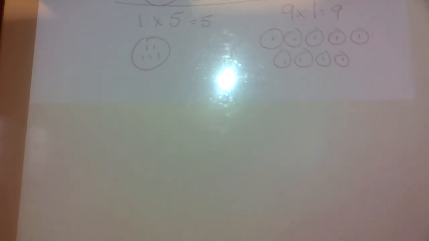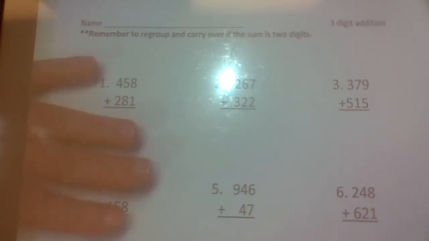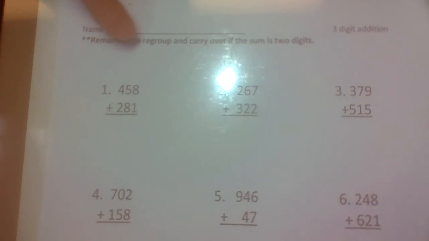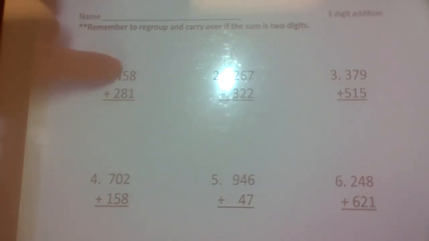Now what you're going to do for me today, switch your brain from multiplication to addition. This is the page you're going to do by yourself. It says 3-digit addition at the top. It says remember to regroup and carry over if the sum is 2 digits. So you're going to start with always the ones place. If the sum is 2 digits, carry over and regroup. Sing the little song. If the sum is 1 digit, write it down. If the sum is 2 digits, carry over.